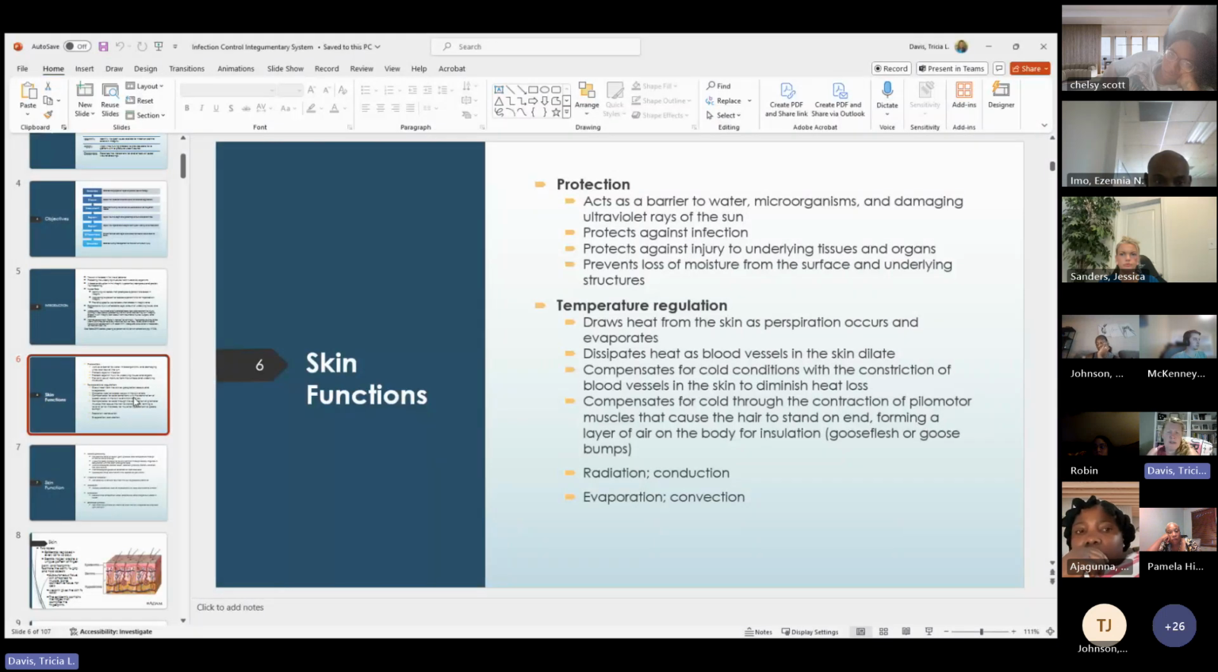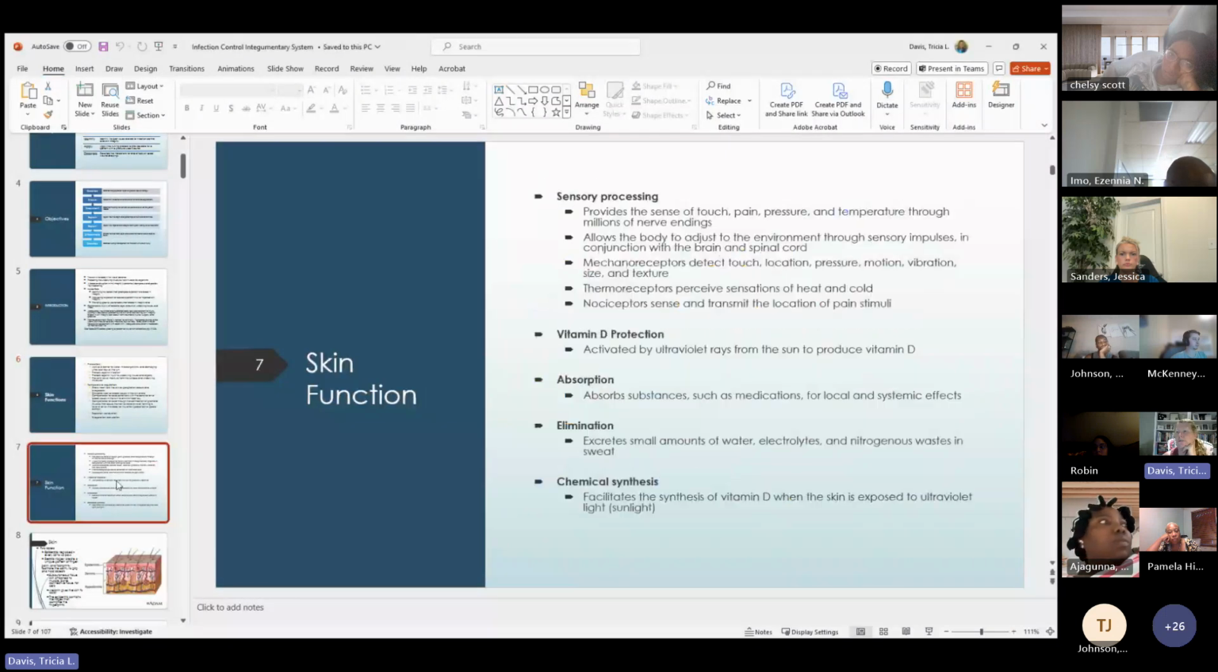We know that our skin is responsible for radiation and conduction, and evaporation and convection as well. It also plays a very important role in sensory perception. So being able to provide that sense of touch. Can the patient recognize pain? Can they recognize pressure and temperature throughout all of those nerve endings?